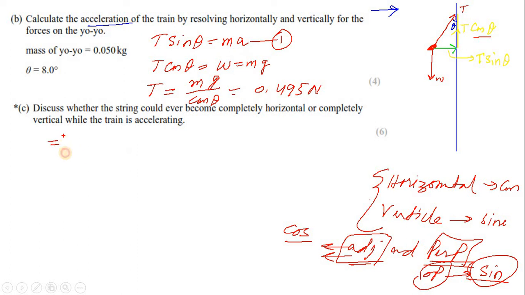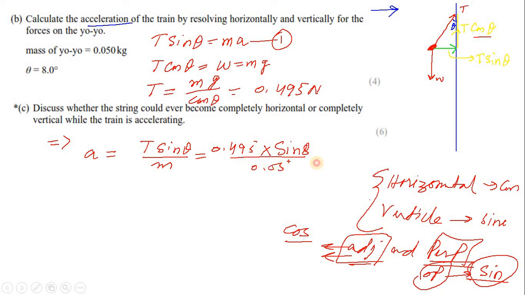So now acceleration would be equal to T sine theta divided by m. T is 0.495, times sine of 8 degrees, divided by m, which is 0.05. So acceleration you will find here is 1.377. You round it off, and acceleration is equal to 1.4 meters per second squared. This is the acceleration.